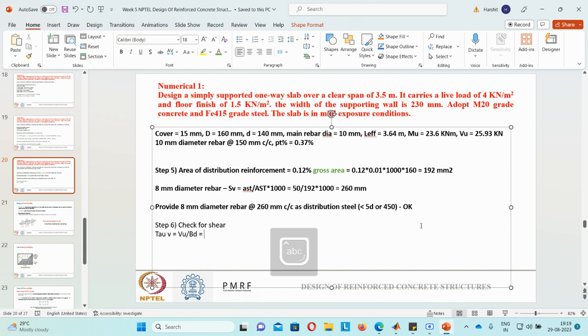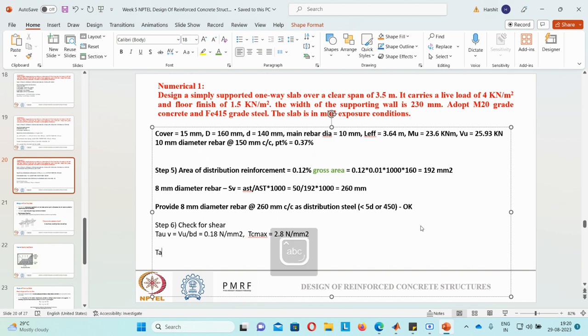So just let me do the calculation. Our tau v will come out to be 0.18 newton per mm square. We know Vu value, we know B and we know D. Now tau c max, we can obtain from the code based on the grade of concrete. For M20 grade concrete, it is 2.8 newton per mm square. Our value is less than that.